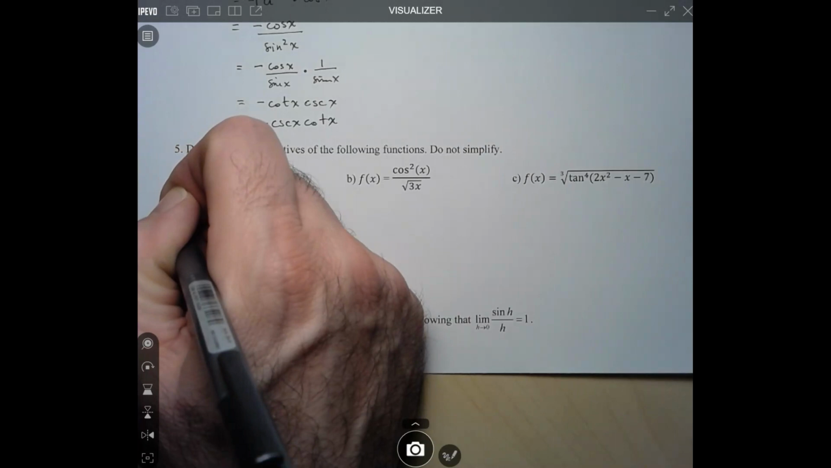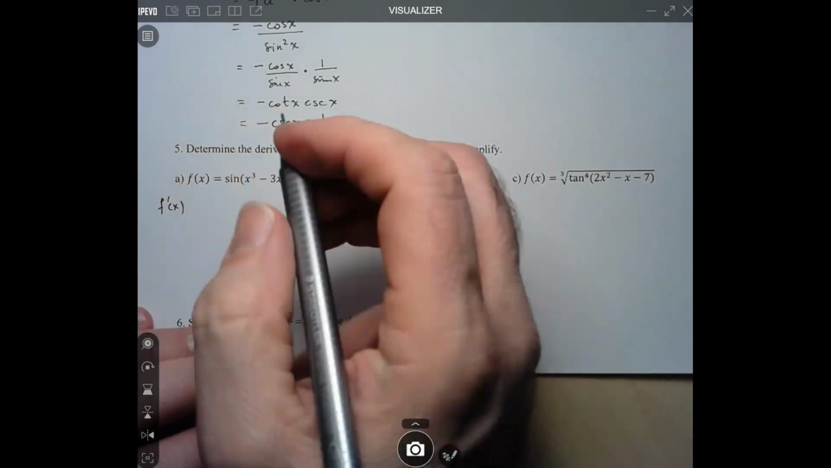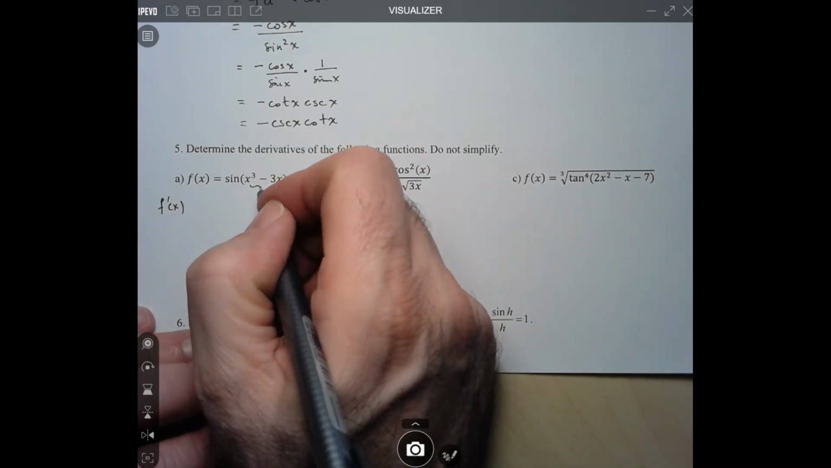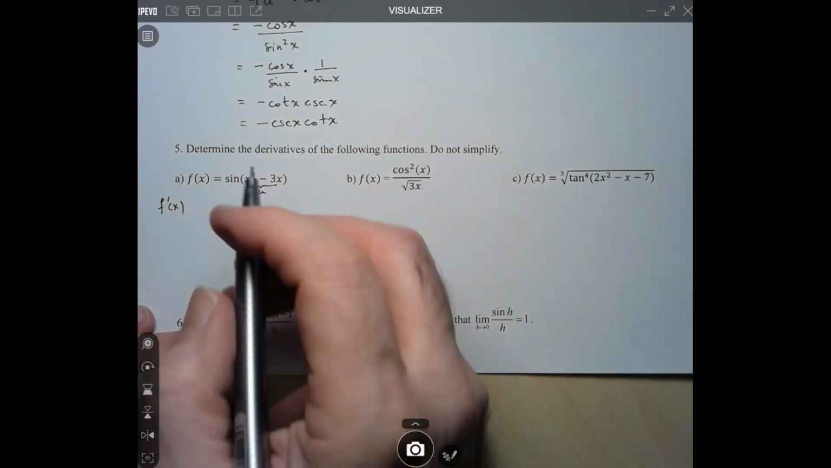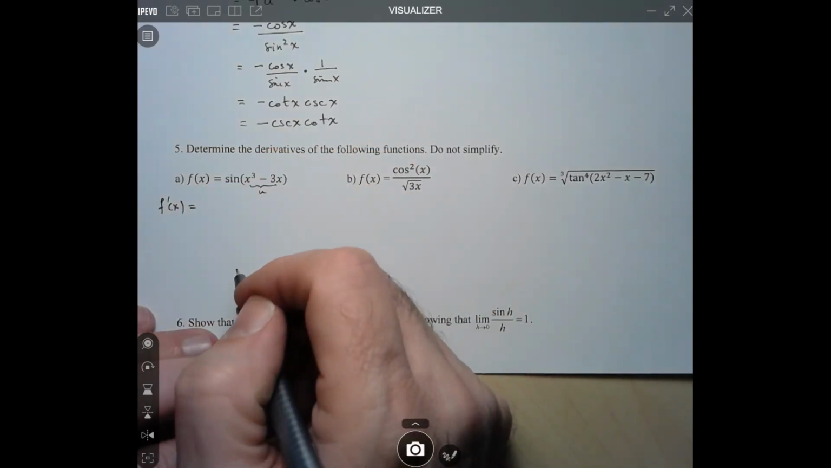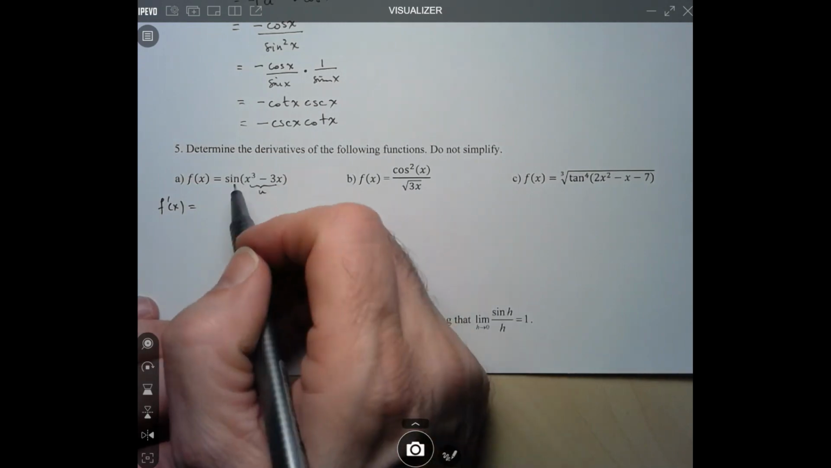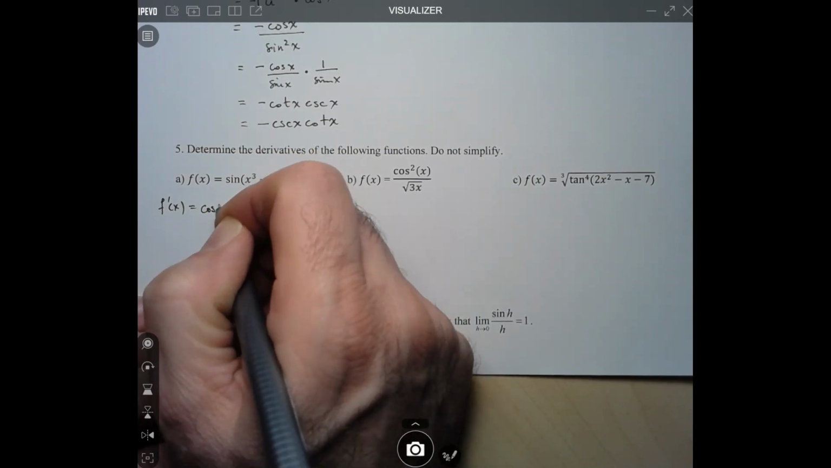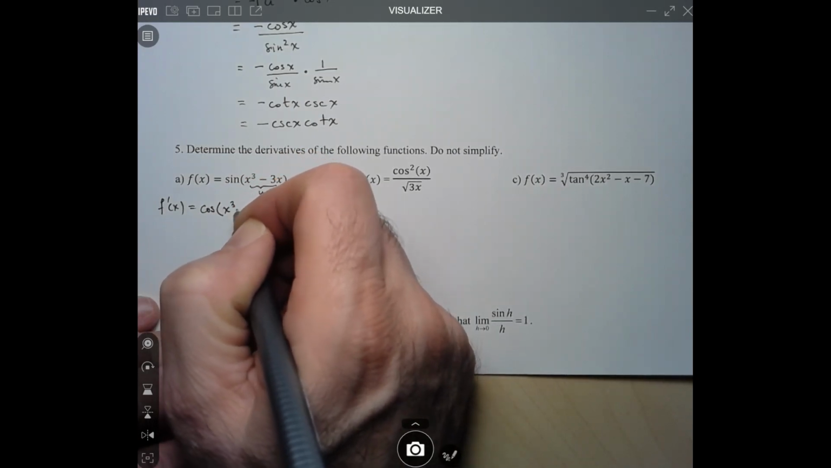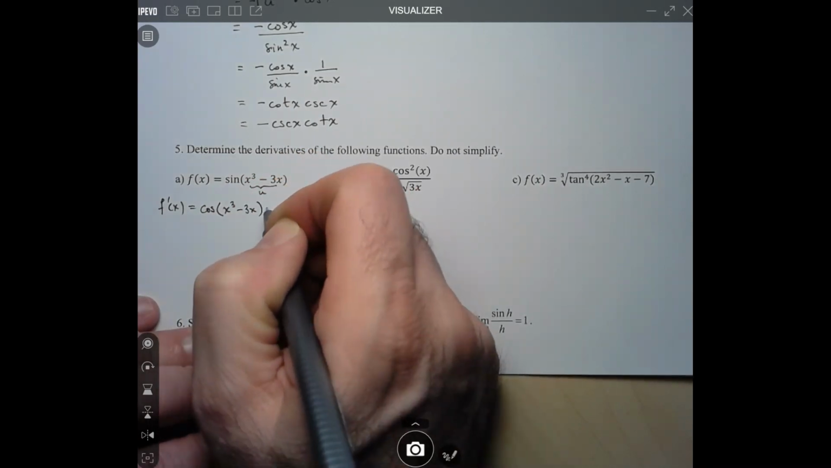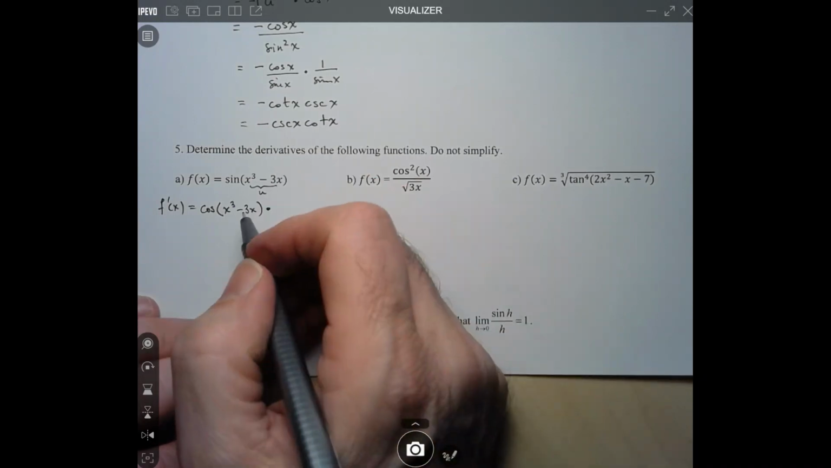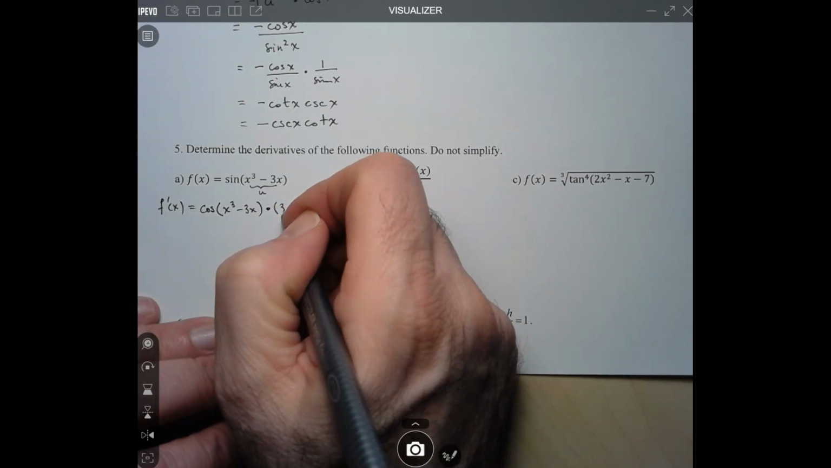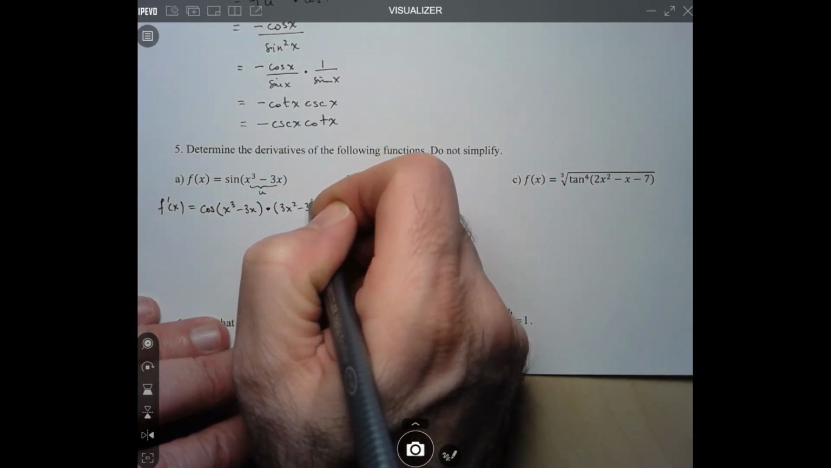So f prime at x here will be, so I notice here I've got sine of another function, so I'll make that inside function my u. So I'm going to use the chain rule, and the first thing I'm going to do is take the derivative of sine u, which we know is cosine u. And of course, u is just x cubed minus 3x. And then I'm going to multiply that by the derivative of u with respect to x, which is nice and easy, just 3x squared minus 3.